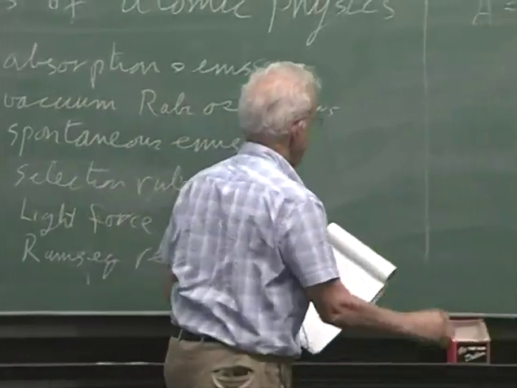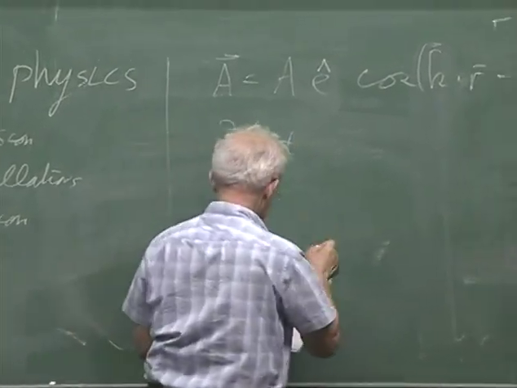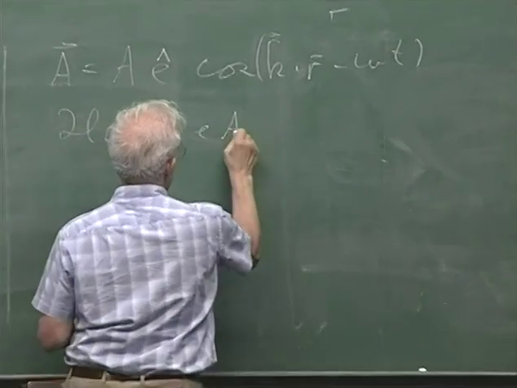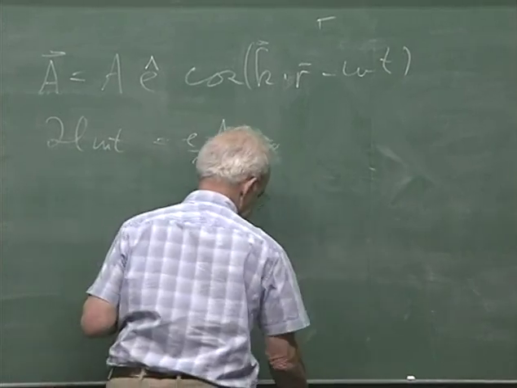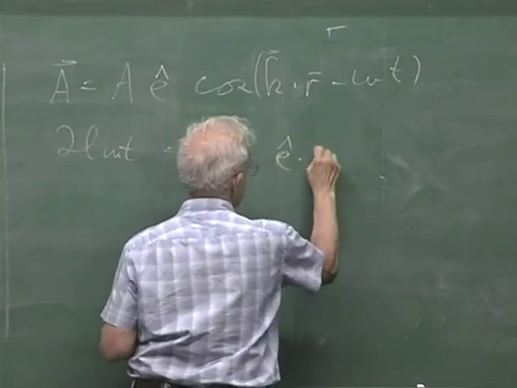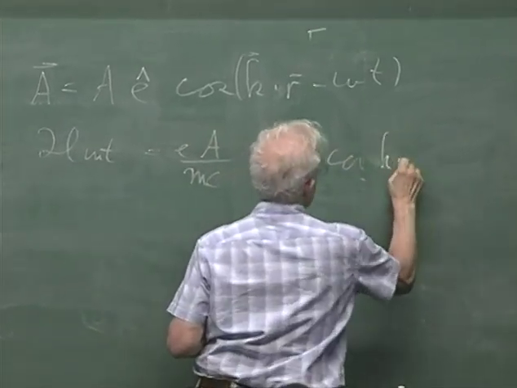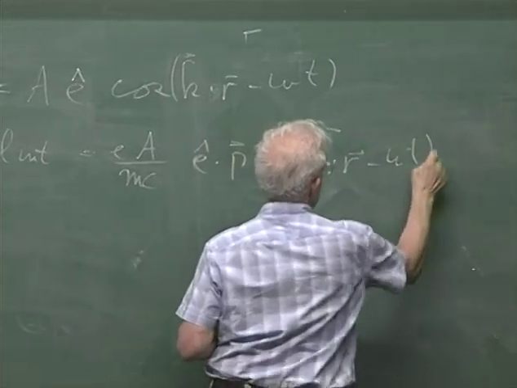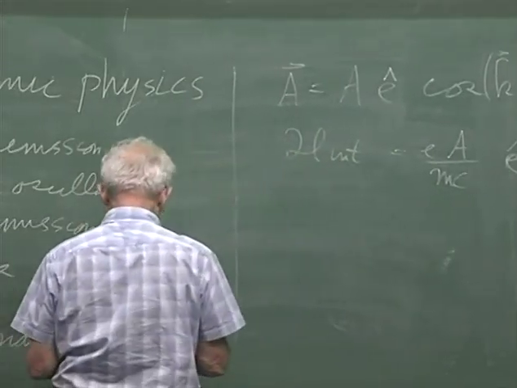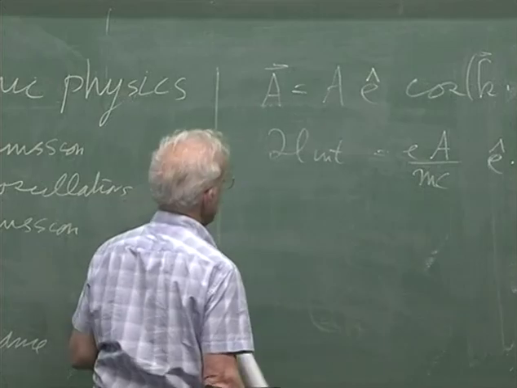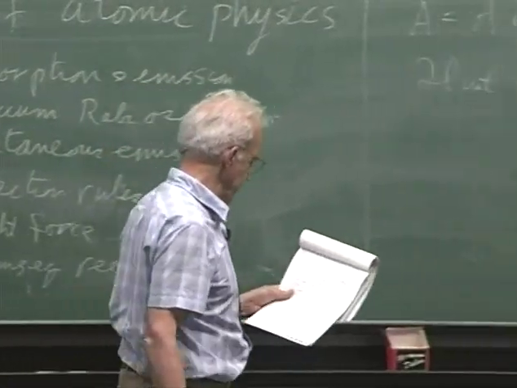The interaction Hamiltonian we showed of the field with the atoms is just eA over mc times the polarization vector dotted into the atomic momentum p, cosine of k dot r minus omega t. We're interested in taking the matrix element of this between the two levels. We're still talking just about a two-level system.